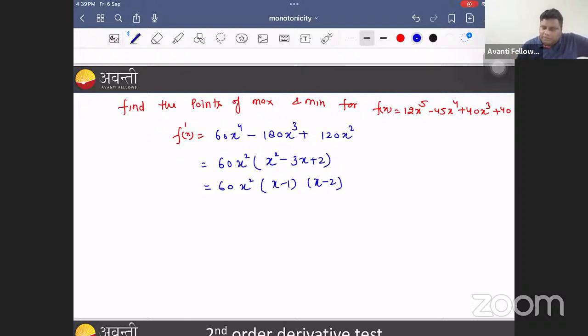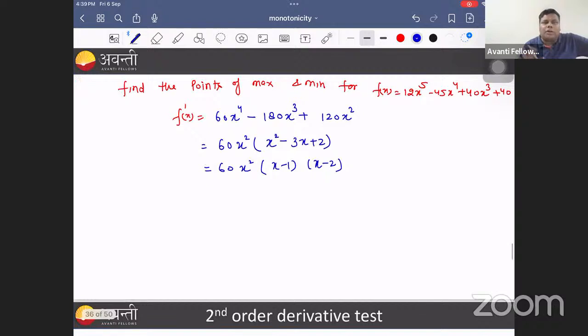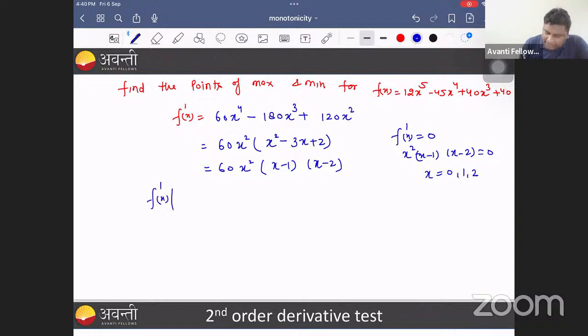Now, let us observe the behavior of this in the neighborhood of these points. Because if you put f dash x equal to 0, you are going to get x square into (x minus 1) into (x minus 2) as 0. So x is 0, 1 or 2. Am I clear? x is 0, 1 or 2 we got. Now, let's check it. f dash x at x equals 0.